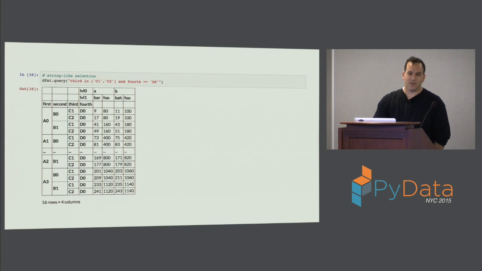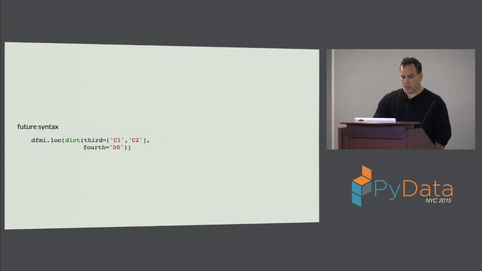There's actually another way to do this. You can use a string-based query, which goes into the AST, and we can do some interesting things. It looks pretty reasonable. In the future, we're going to add something so you can do dict-like selections, so you don't have to specify all the levels. This is a syntax borrowed from xray.